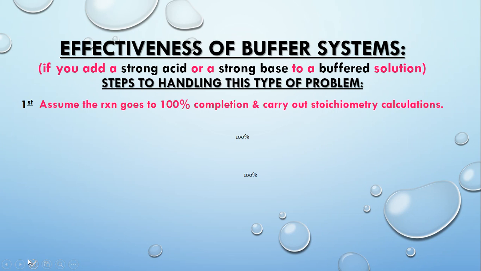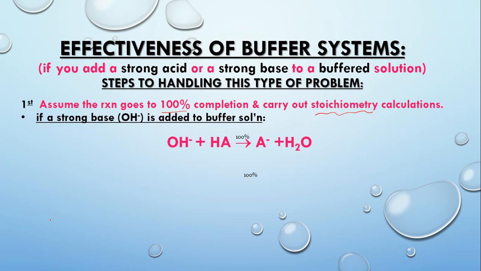The first thing you have to do to carry out these calculations is assume that the reaction of the strong acid or the strong base with the buffer system is going to go 100% to completion. And you're going to carry out what we call the stoichiometry calculations. Now, the equation that you use for the stoichiometry part of the calculation depends on whether you add a strong base to the buffer system or a strong acid.